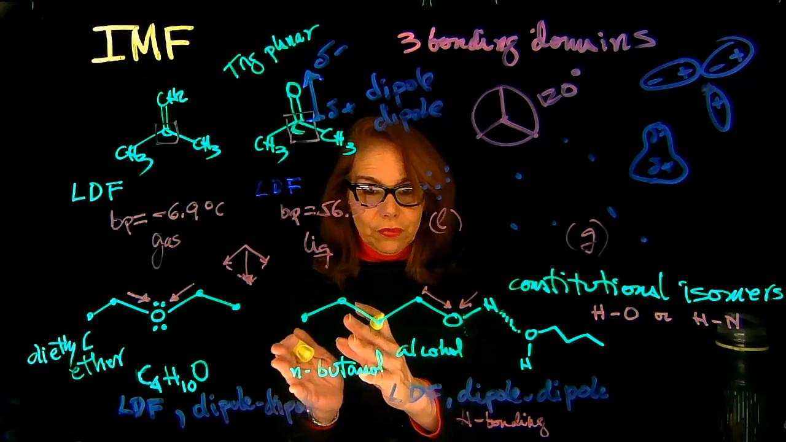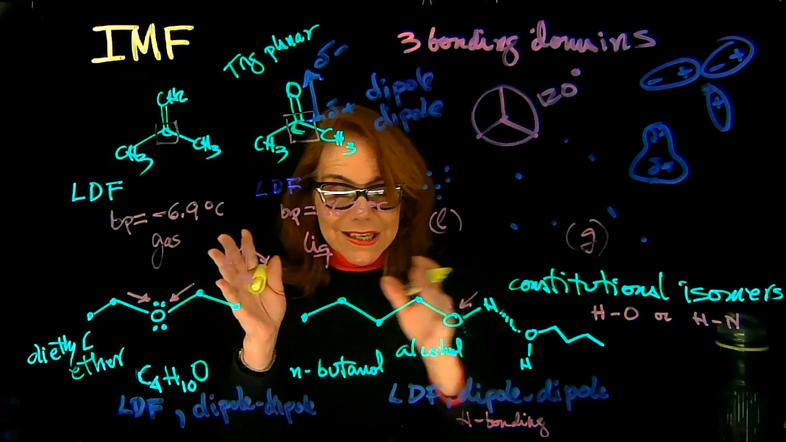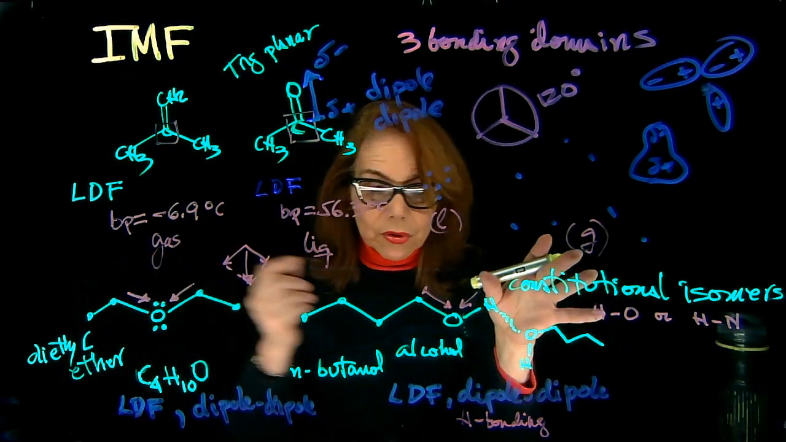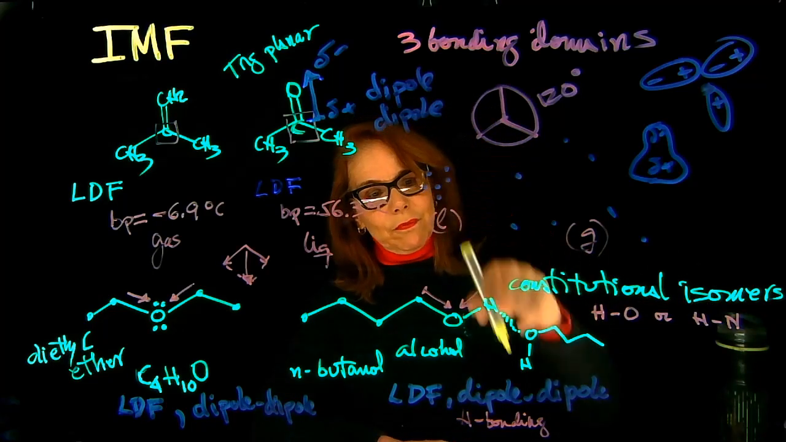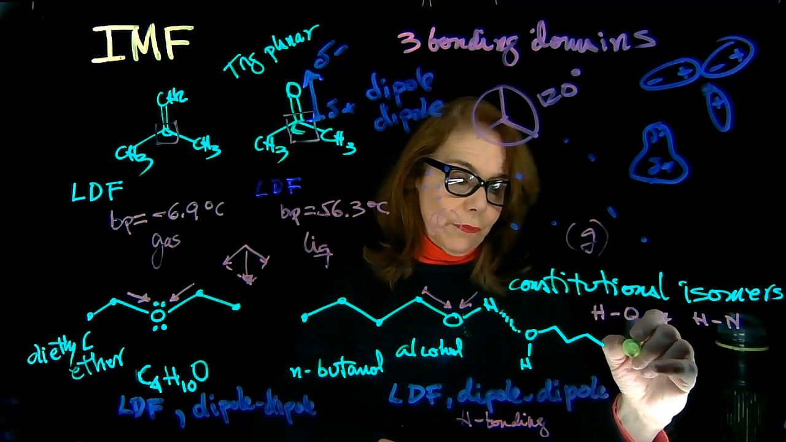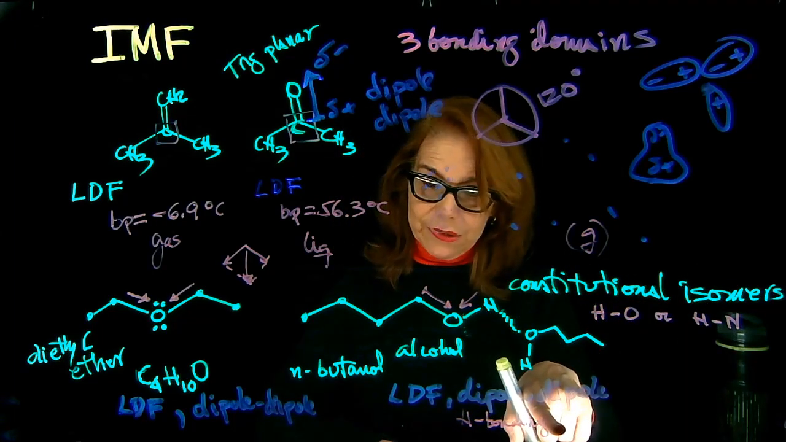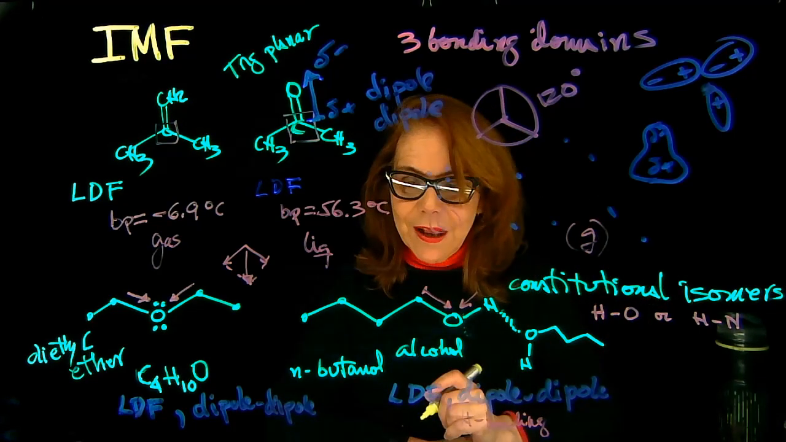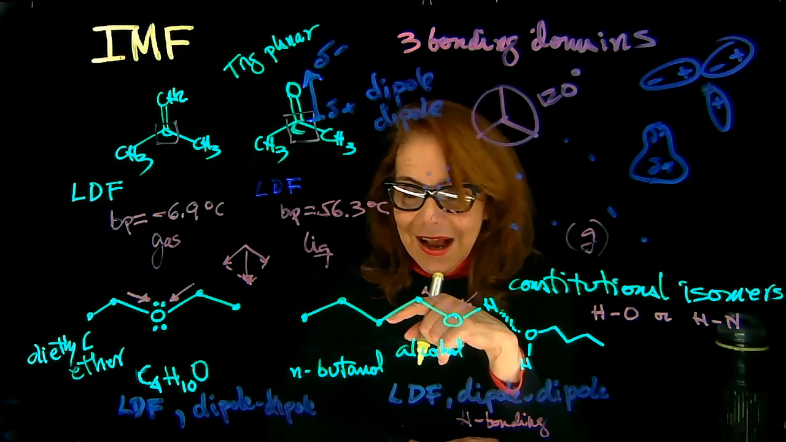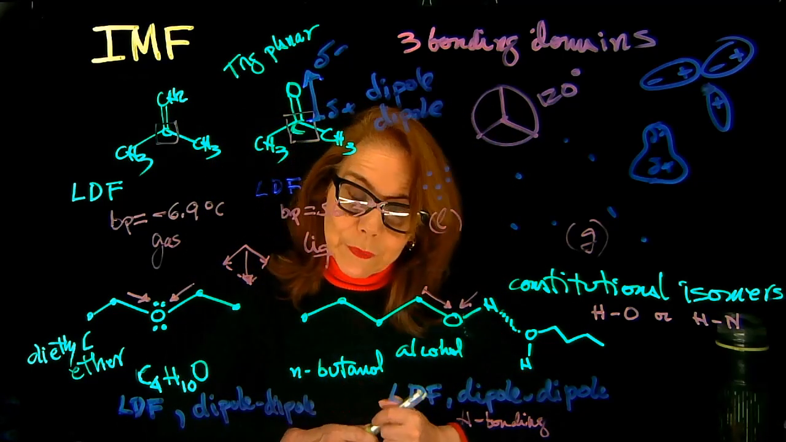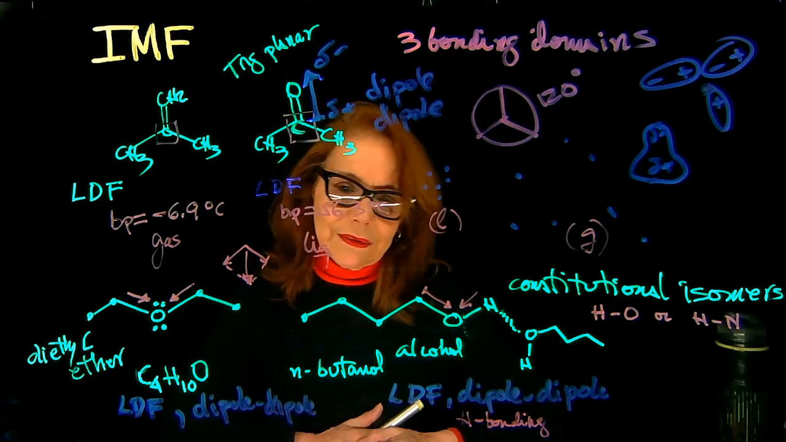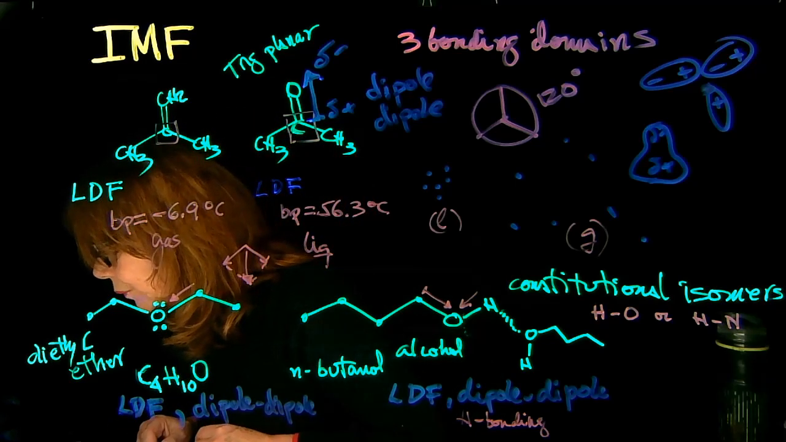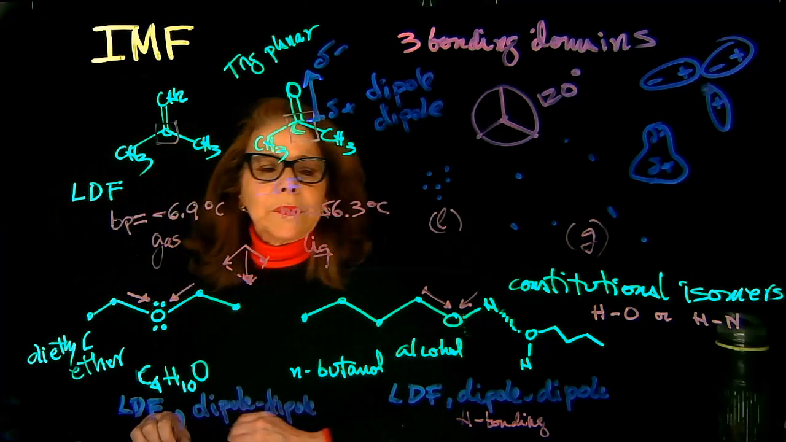The mass is the same because they share the same molecular formula, and there's no branching. Because of the stronger intermolecular forces, I need more energy to break those molecules apart. So my prediction is that butanol will have a higher boiling point compared to diethyl ether. Diethyl ether is around 40 some. I don't have the value for butanol with me.